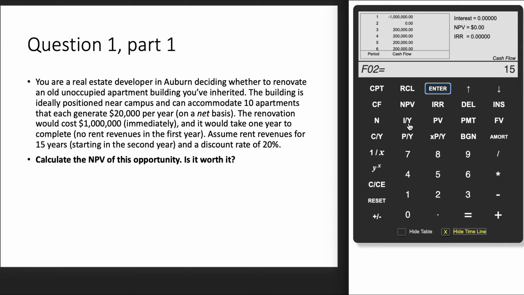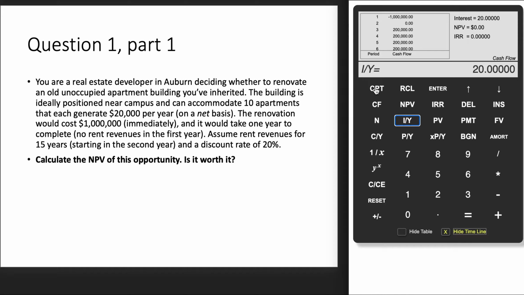All right, so now before I calculate the NPV, in order to calculate the NPV, I have to have a discount rate. So I need to input the discount rate. And this is where a big difference lies between this calculator on my website and the BA II Plus. So what I'll do is, you can see the discount rate is 20%. So I'm going to key in 20 and then press I over Y. So you can see it says the interest rate is set to 20%.